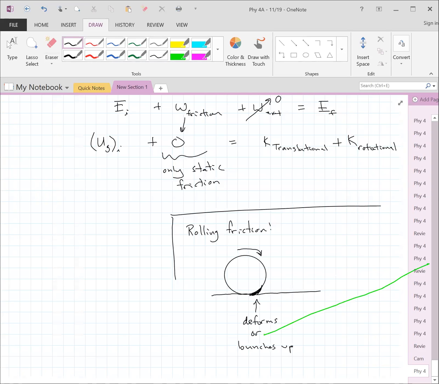Another way of thinking of it is that this is like a little hill that your car has to go over. So your car is always sort of trying to climb this little hill that it's creating in front of the tire itself. The tire itself bunching up creates this little hill that the tire is always going over. And this causes you to lose mechanical energy.